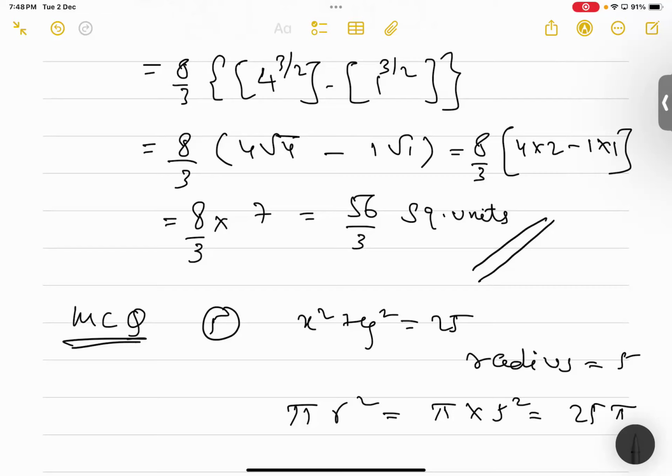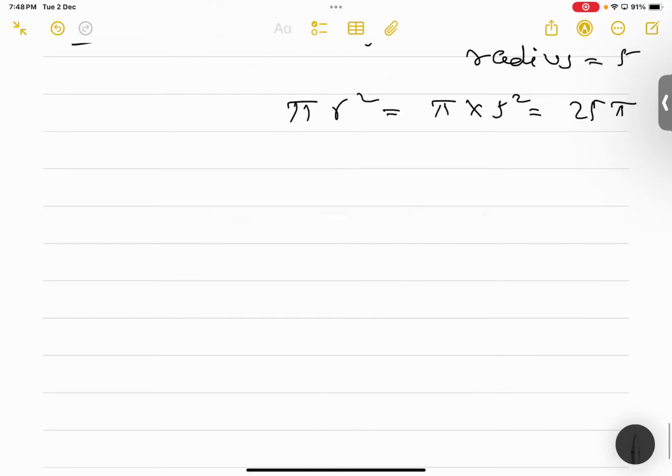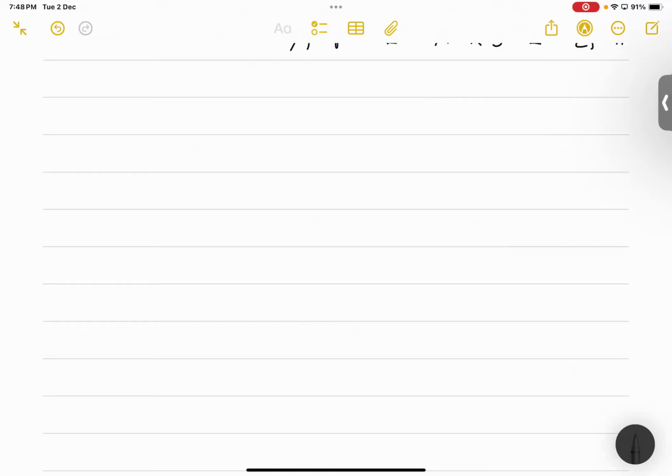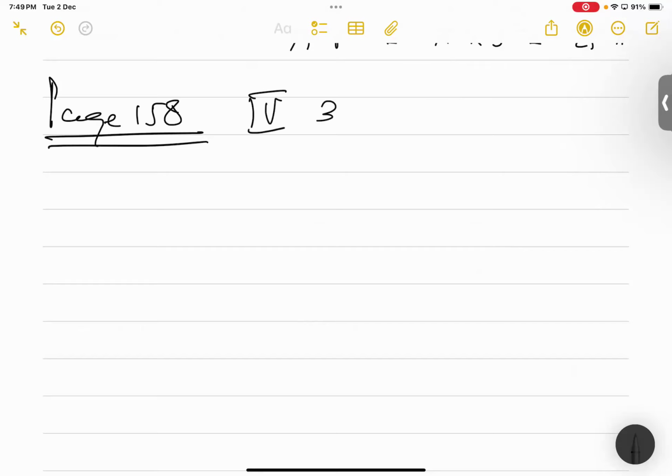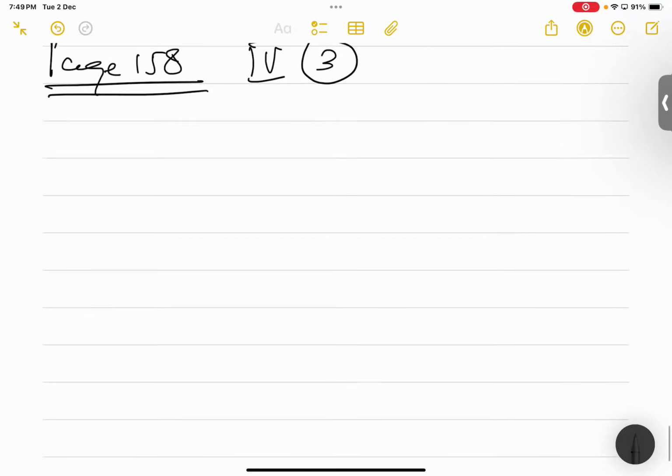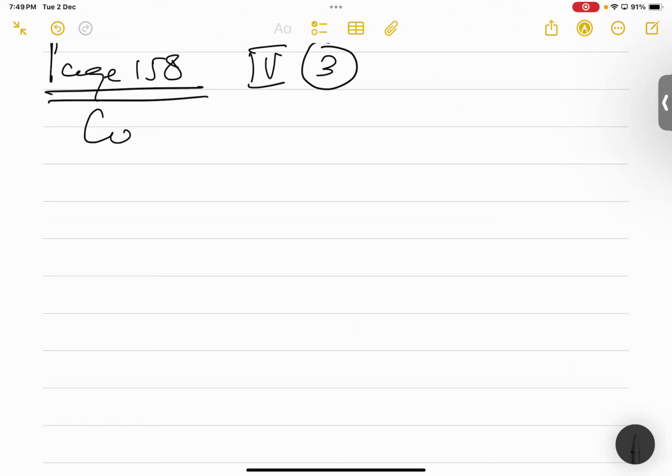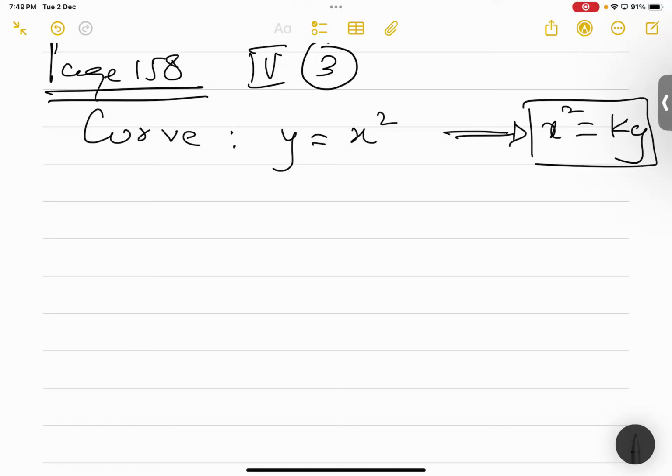Okay. Now page number 158. Solve the following. Question number 3. Page 158. Solve the following. Question number 3. Tell me, what is the curve? Have they mentioned it is a parabola? No. Do we know it is a parabola? Yes. Which parabola? X square equal to ky. Once we know which parabola, we are supposed to draw what? Diagram. Don't look at the line. Line later. First the parabola.